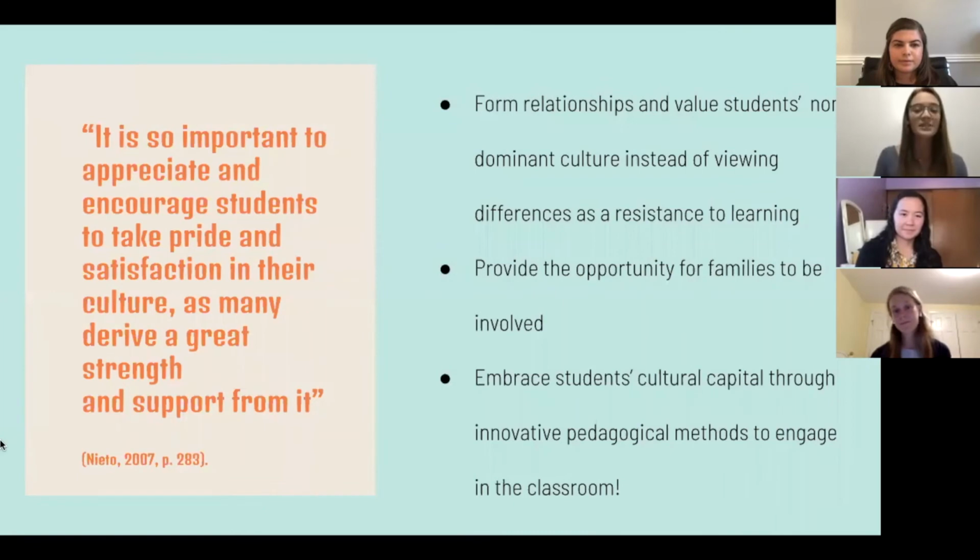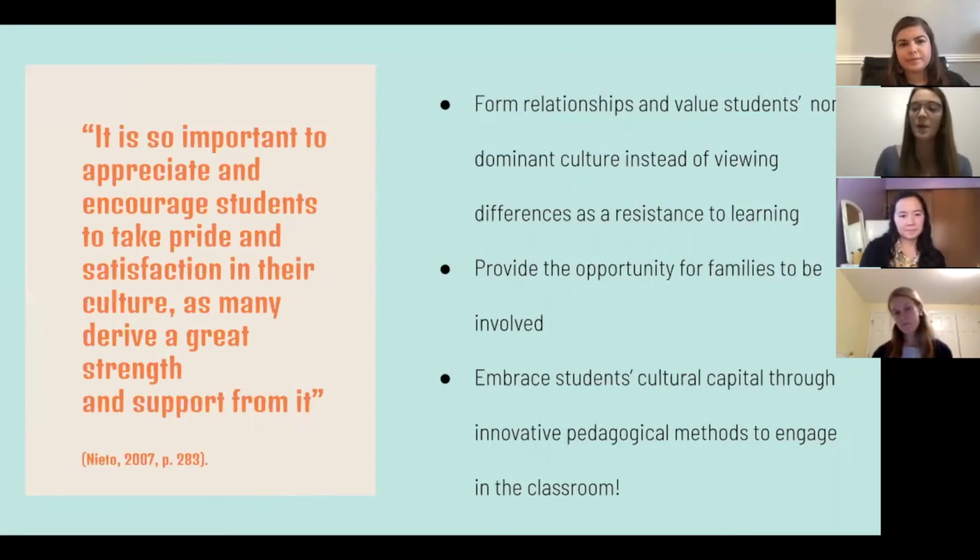So what do these efforts do to the relationships and the overall school community? Well, students derive a great strength and support from their culture. So having a teacher that is willing to learn about their culture actually helps them in the classroom and beyond. So it is so important that we form relationships and value students' non-dominant culture instead of viewing any differences experienced as a resistance to learning.